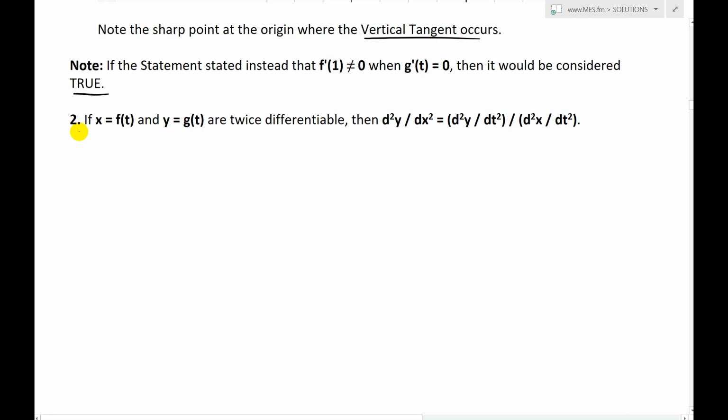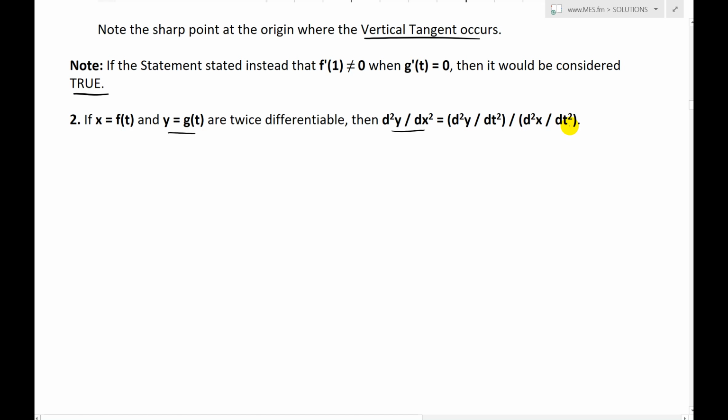And now let's look at statement 2. It states if x equals f of t and y equals g of t, if they are twice differentiable, then d squared y over dx squared equals d squared y over dt squared divided by d squared x over dt squared. In other words, what it's saying is that if you can take the derivative twice, then the second derivative of y in terms of x is equal to the second derivative of y in terms of t divided by the second derivative of x in terms of t.